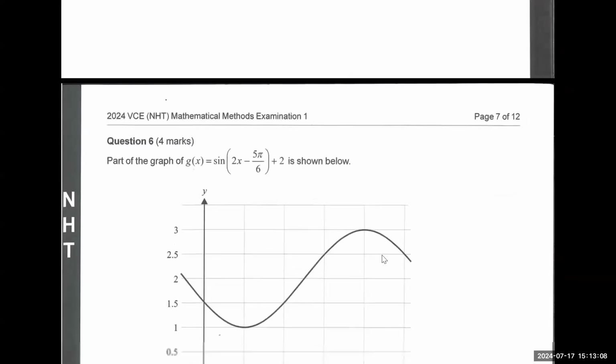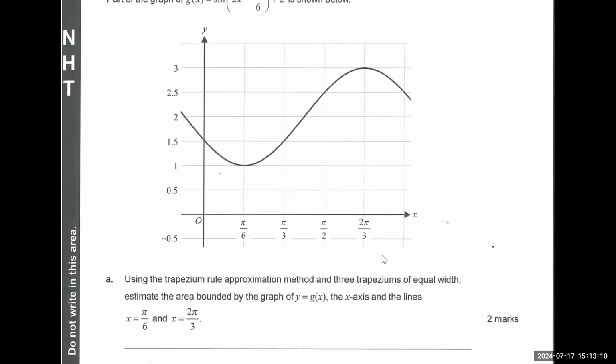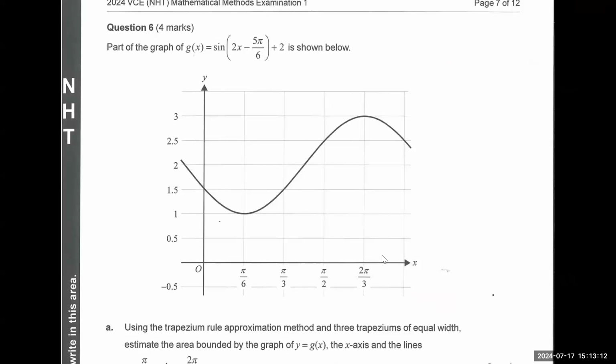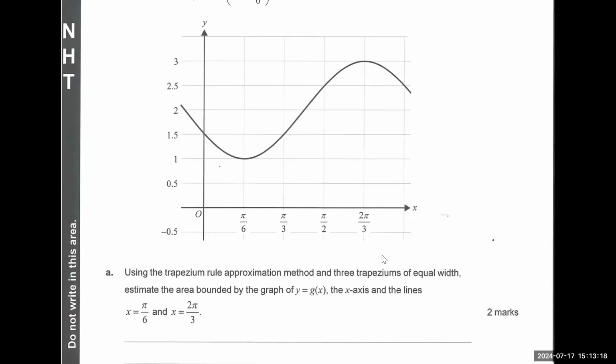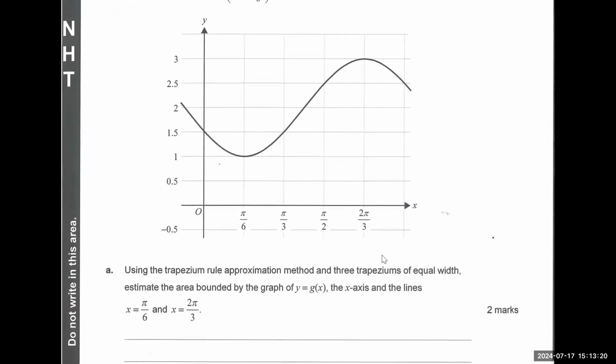Question 6. Part of the graph of g(x) equals sine (2x minus 5 pi over 6) plus 2 is shown below. Using the trapezium rule approximation method and 3 trapeziums of equal width, estimate the area bounded by the graph of y equals g(x), the x-axis and the lines x equals pi over 6 and x equals 2 pi over 3.